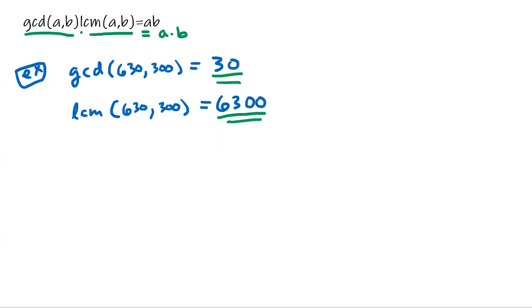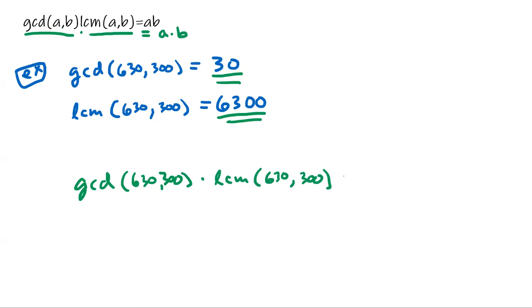So according to this property, if I take the GCD of 630 and 300, and I multiply it by the LCM of 630 and 300, what I will get is 630 times 300. That's what we're going to see here. So let's see. If I multiply those together, I'm getting 189,000. Okay. We want to see, is that the same?